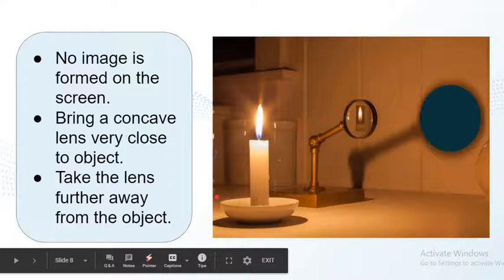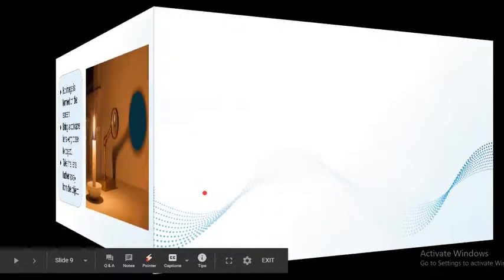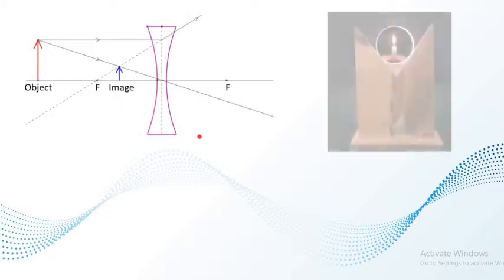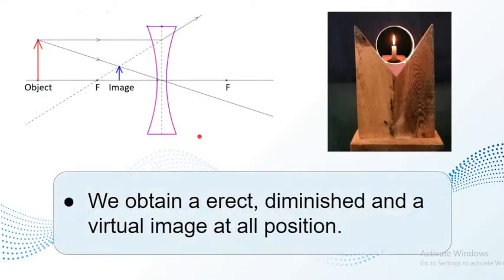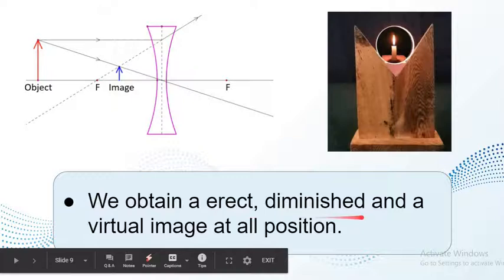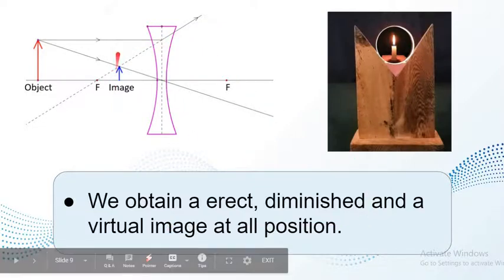Now again, take the lens further away from the object and observe the image. You will notice that for all distances of the object, the concave lens forms a diminished, erect and virtual image on the same side of the lens as the object.